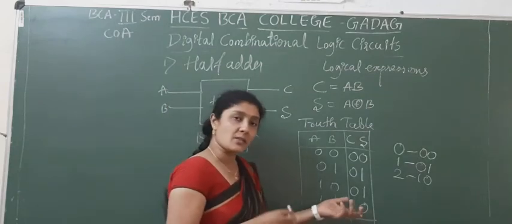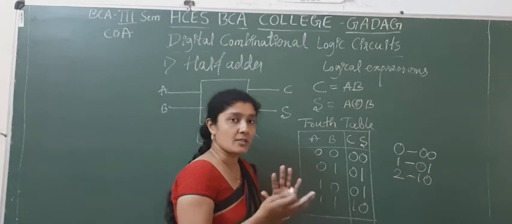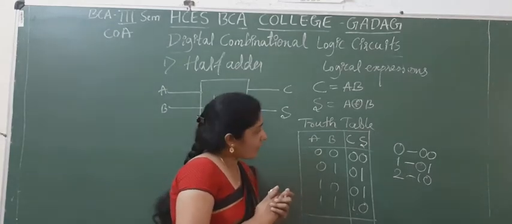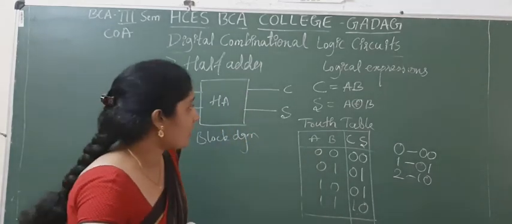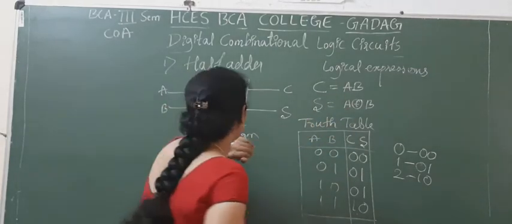See, this is also the same thing, the carry and XOR. So this is how there are two methods to remember the truth table. Okay. Now, based on the logical expression, we have to draw the logic diagram.